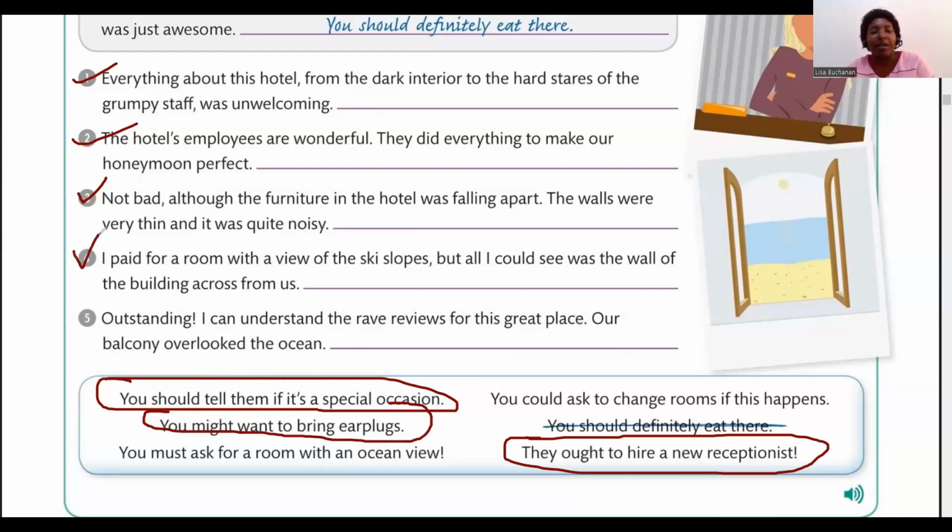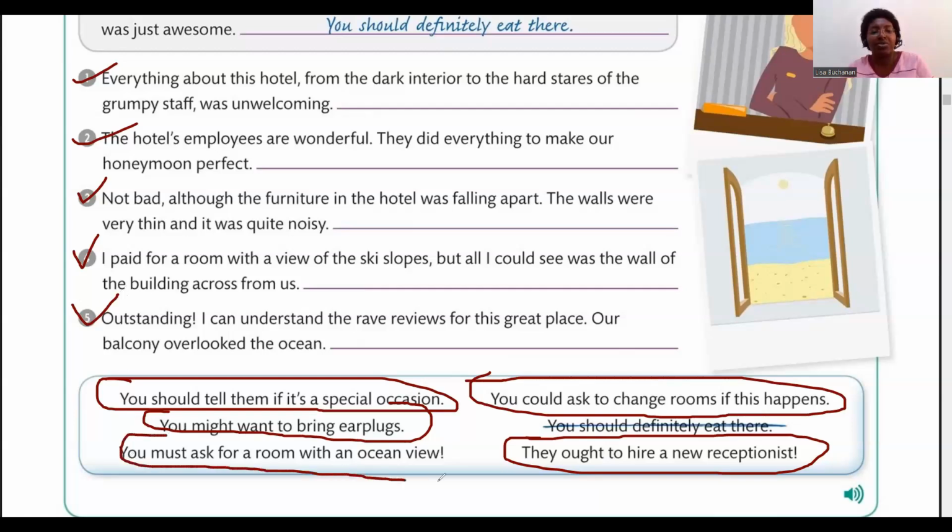Number 4, I paid for a room with a view of the ski slopes, but all I could see was the wall of the building across from us. Maybe you could ask to change rooms if this happens. You could ask. And our last one, outstanding. I can understand the rave reviews for this great place. Our balcony overlooked the ocean. You might say, you must ask for a room with an ocean view.